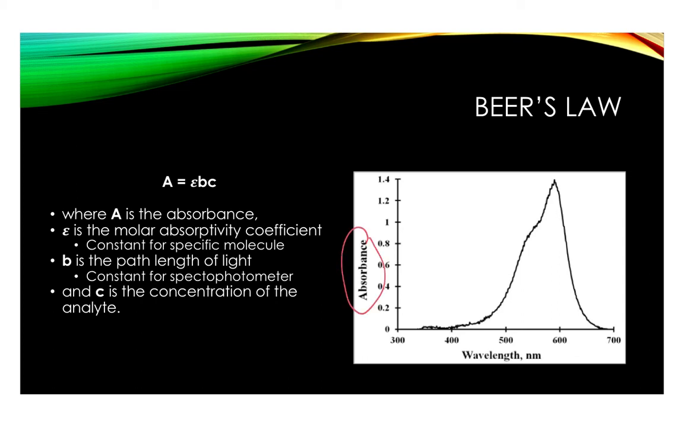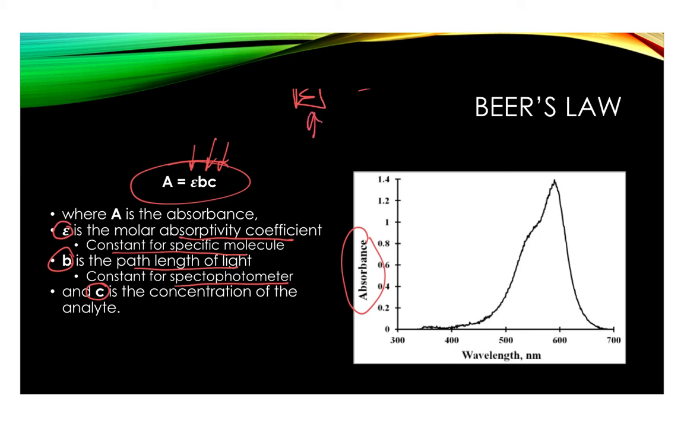Now, what gets absorbed, or the absorbance, is governed by Beer's law, which is A equals epsilon B C, where A is the absorbance, epsilon is the molar absorptivity coefficient, which is constant for any specific molecule. It's a constant measurement of how well a molecule absorbs light. B is the path length of the light, which is constant for any spectrophotometer. In other words, how far the light has traveled through the material. And C is the concentration of the analyte, whatever's in there. The higher the concentration, the bigger C is. The lower the concentration, the smaller C is.